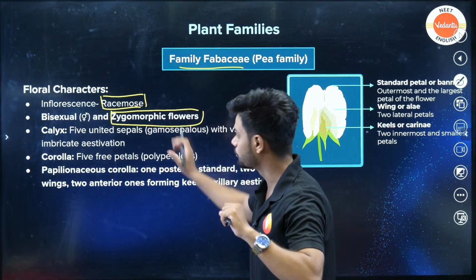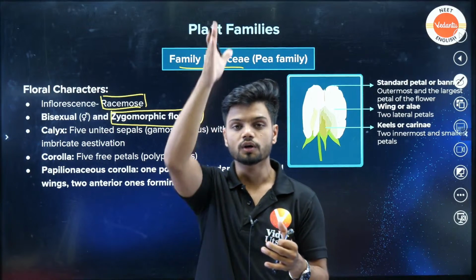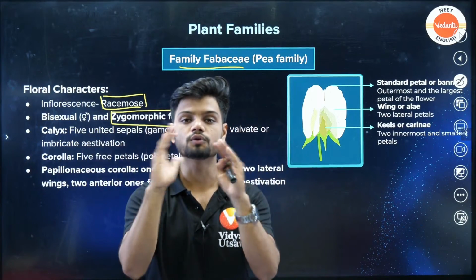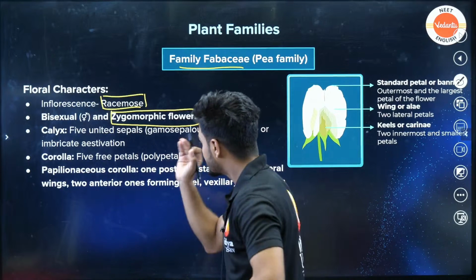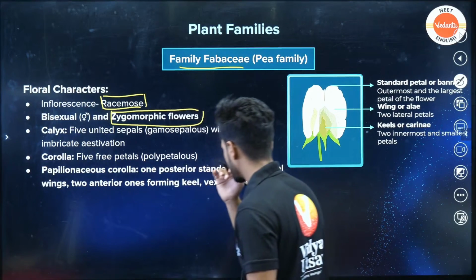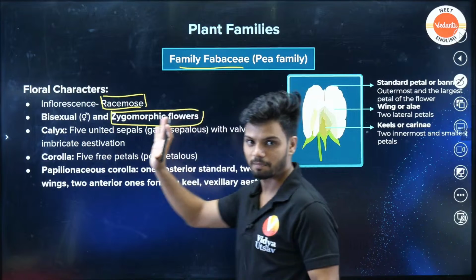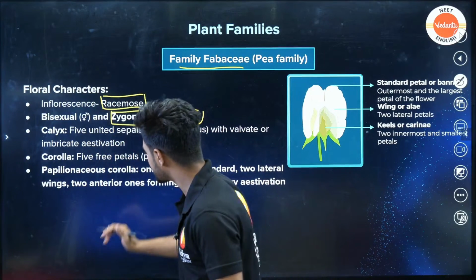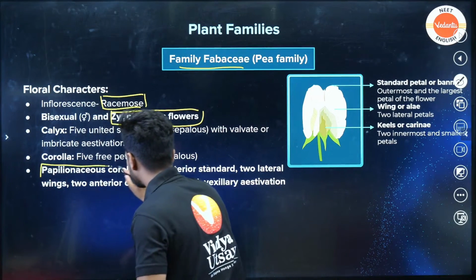Now all of you know what is zygomorphic condition, where a flower can be divided in only one half into 2 equal parts. Done. Now everyone focus here. Next point, ultimate focus here, that is going to be your papilionaceous corolla.